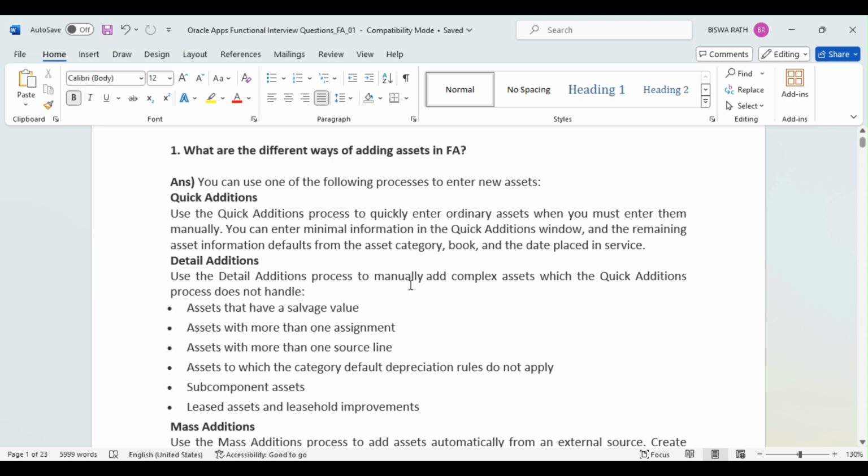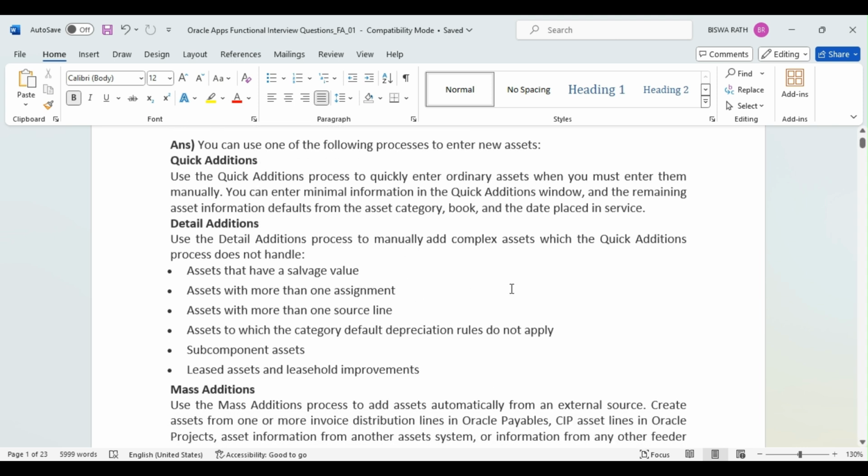Okay. The second way of adding asset to the fixed assets will be the detail addition. With the detail addition, you can provide all the information apart from whatever we have provided in the quick addition process. It's more of like asset that have a salvage value, asset with more than one assignment, asset with more than one source line, asset to which the category default depreciation rules do not apply, the subcomponent asset and the leased assets and leasehold improvement. Apart from your detailed information, you can also provide all these basic informations, right?